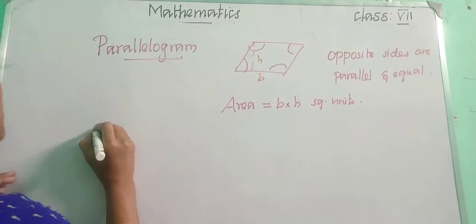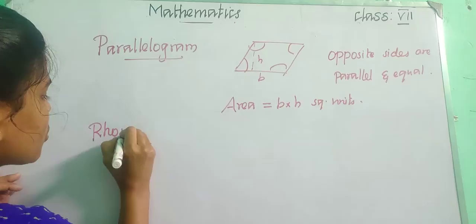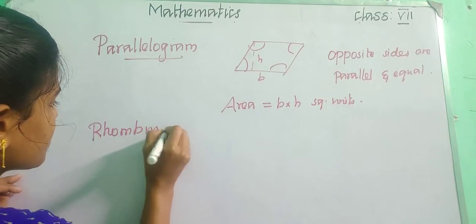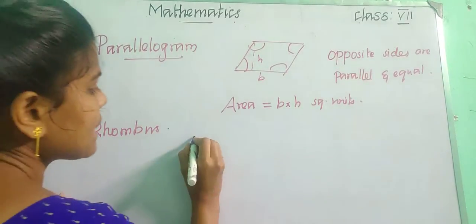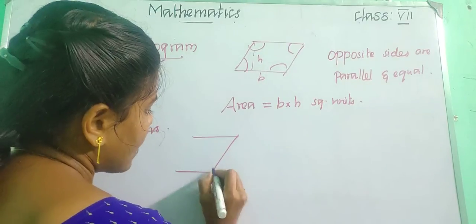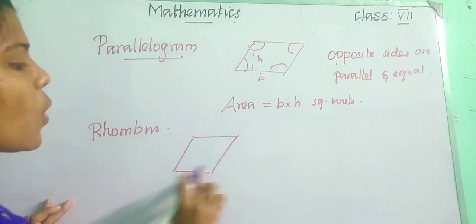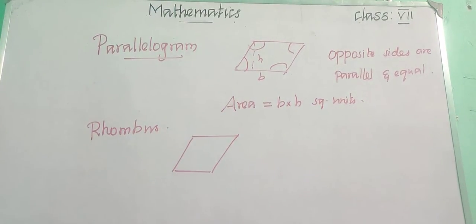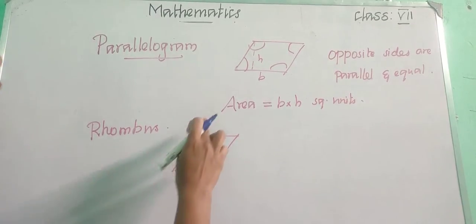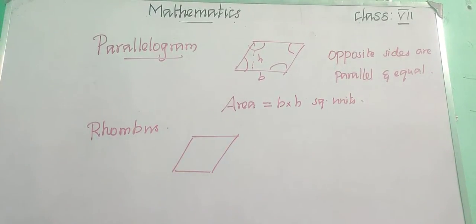And then we have learnt about rhombus. What we have learnt about rhombus? It seems like a square because all the four sides are equal, and also opposite sides are parallel. All the four sides are equal and opposite sides are parallel in rhombus, okay children.